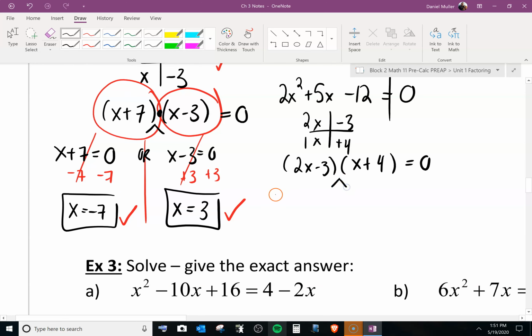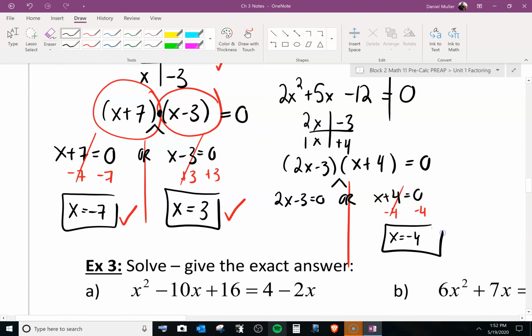So then I can create two equations. 2x minus 3 equals 0, or x plus 4 equals 0. I'll do this one first. I'll minus the 4 from both sides. So x is equal to negative 4. So that's one of my answers. I have solved for x. X has to be negative 4. And the second one, I'll add 3. 2x is equal to 3. And then I'll divide by 2, and I've run out of room, but x is equal to 3 over 2. That is my other answer.